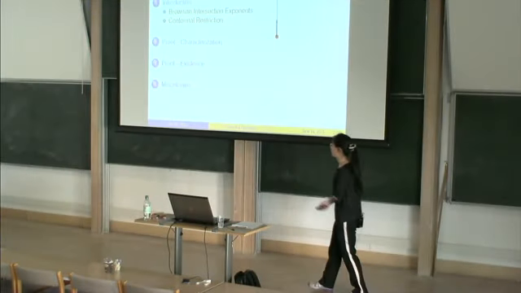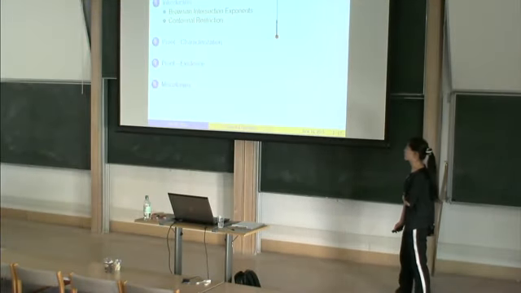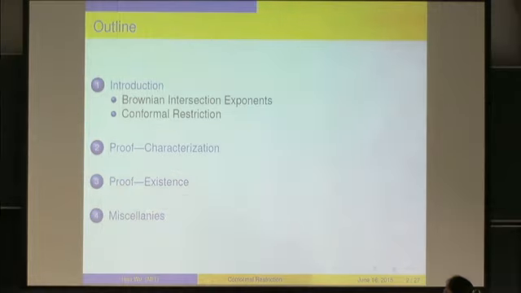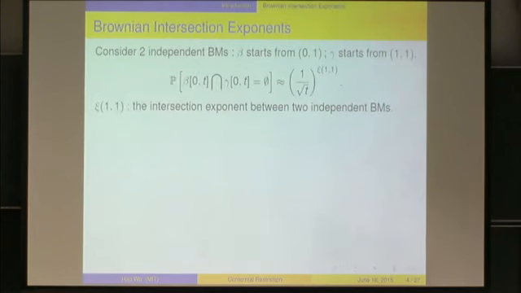My talk will have 4 parts. In the first part, I will give an introduction on Brownian intersection exponent and the conformal restriction. The second and third parts are ideas of the proof of the main result, and in the fourth part, I will give some recent results about this story. So first, Brownian intersection exponent.